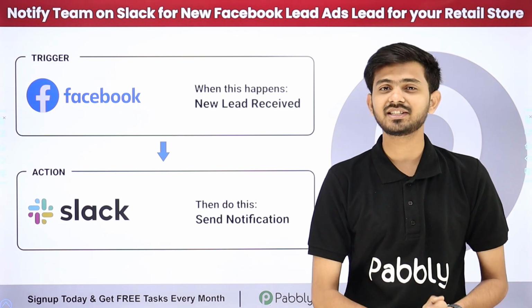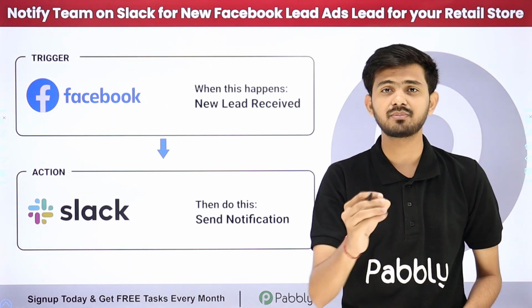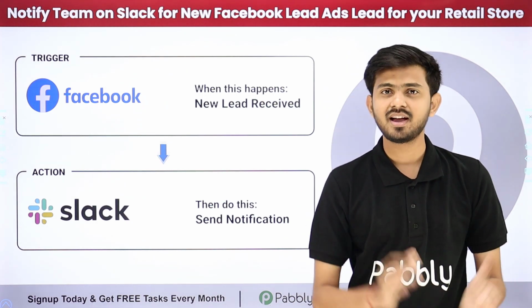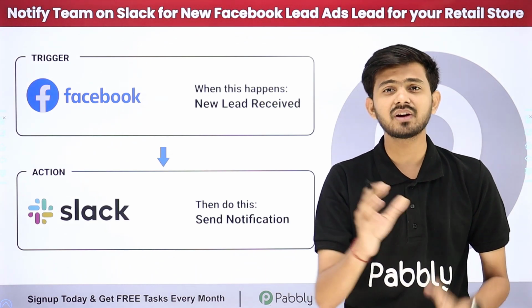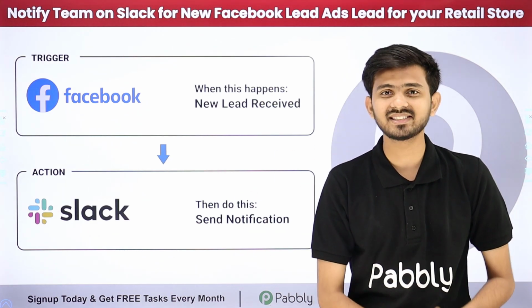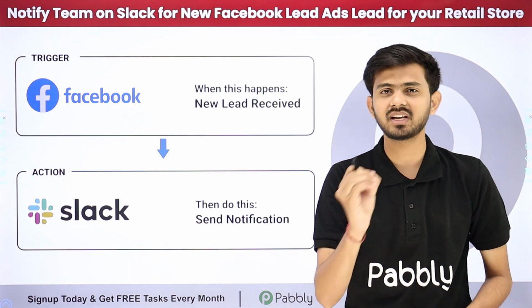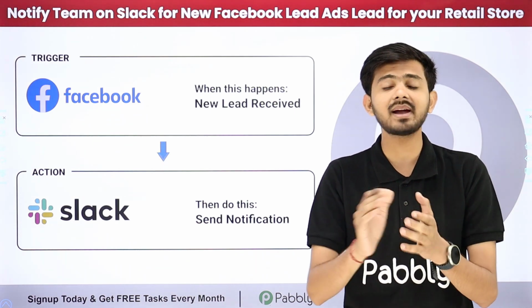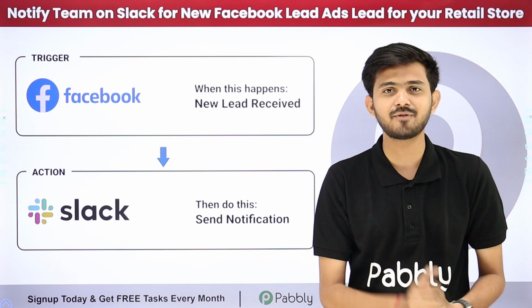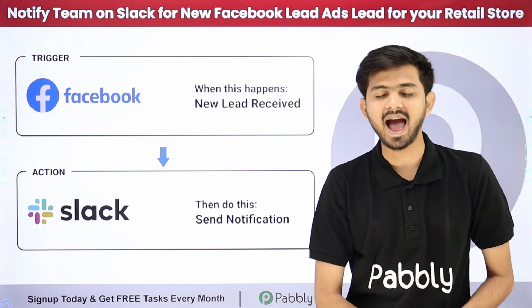So I am running a retail store and I'm promoting my store on a Facebook page by running an ad campaign. Now through that ad campaign, I'm receiving a lot of leads, and what I want is to automatically send a notification message on Slack to notify my team about the new lead that I'm going to receive for my retail store from Facebook lead ads.